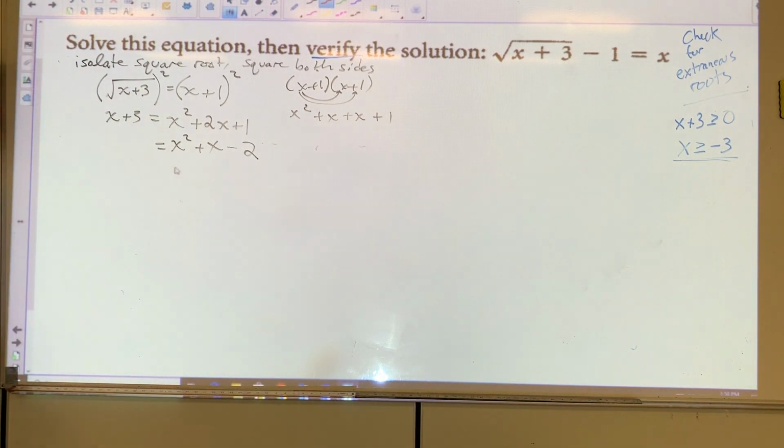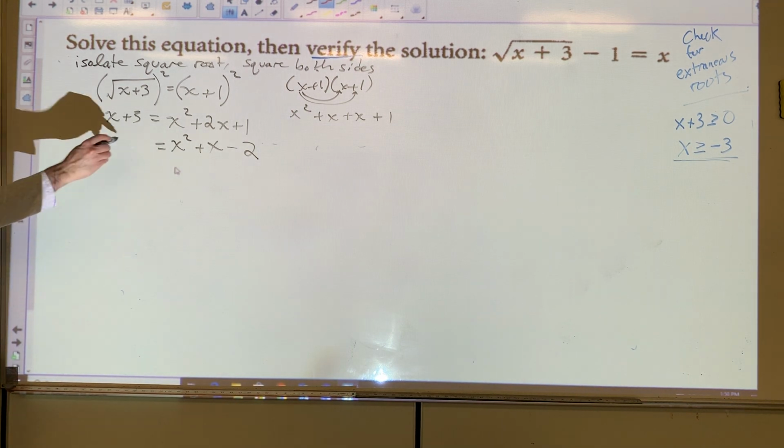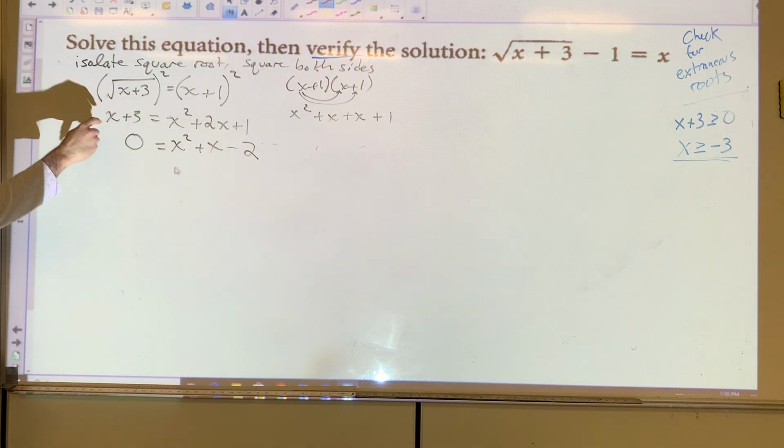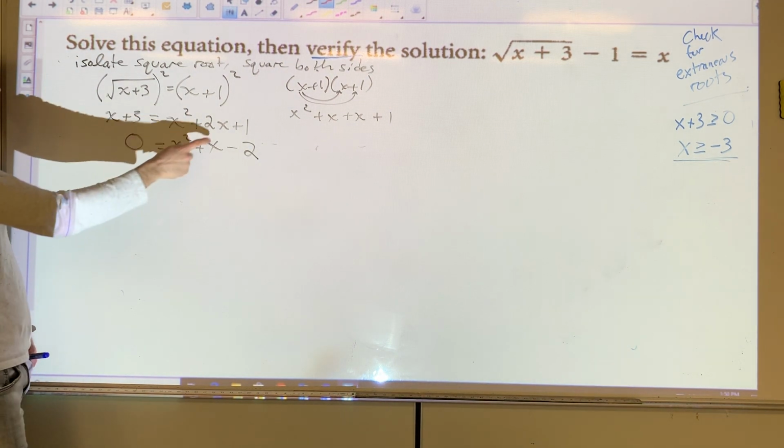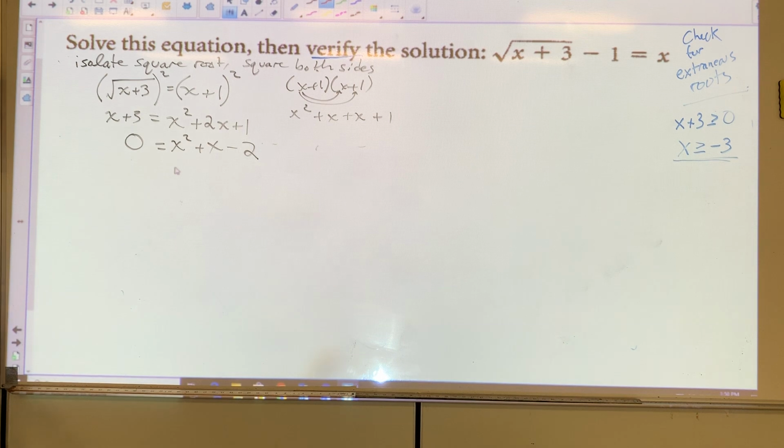What do I have on the left-hand side now? 0. Very good, 0. Because I subtracted x, so I got 2x minus x is x. I subtracted 3, 1 minus 3 is -2.